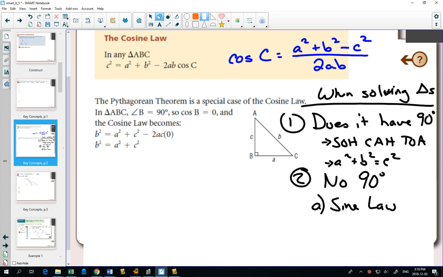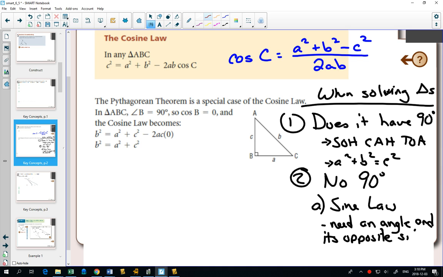You can use the sine law if you need an angle and its opposite side. If you have an angle and its opposite side, then you can use the sine law. If you don't have an angle and its opposite side, then we go to the next resort, which is the cosine law.